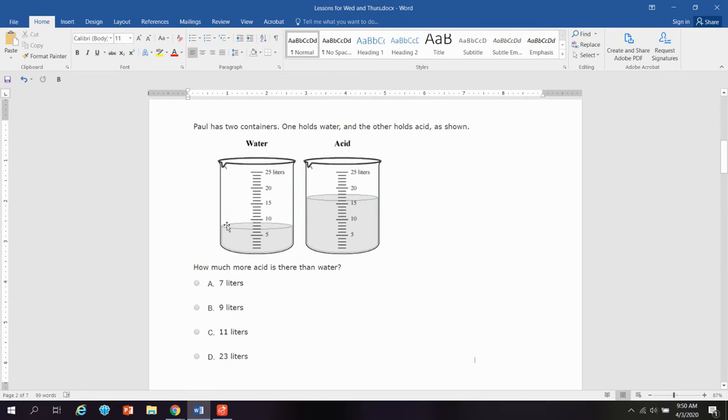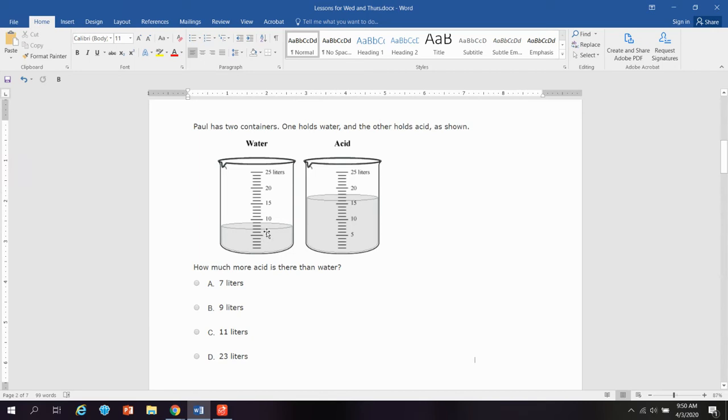So let's first look at water. I notice that my scale is counting by 5s, right? 5, 10, 15, 20. There are some tick marks in between the 5 and the 10. I have to figure out, are they counting by 1s, by 2s, by 5s, by 10s? If I look here, it looks like they're just counting up by 1s. 5, 6, 7, 8, 9, 10. So I know that each of those tick marks in between is just another 1.